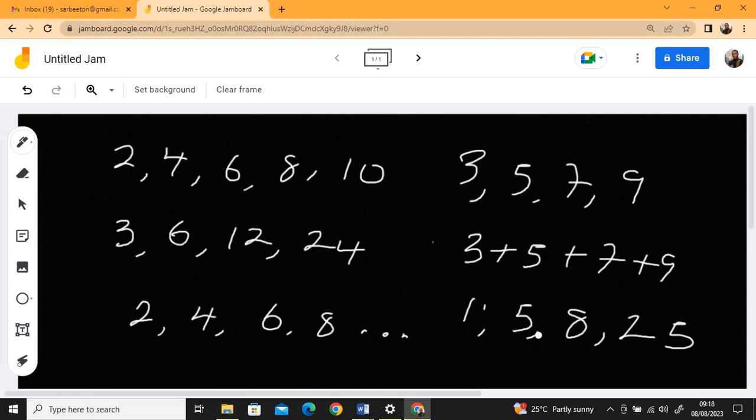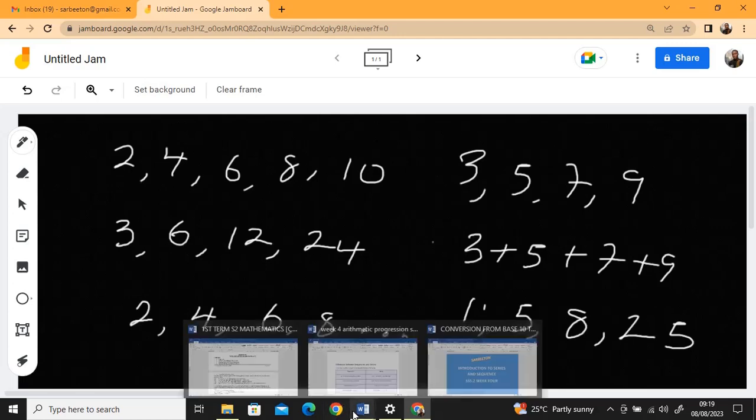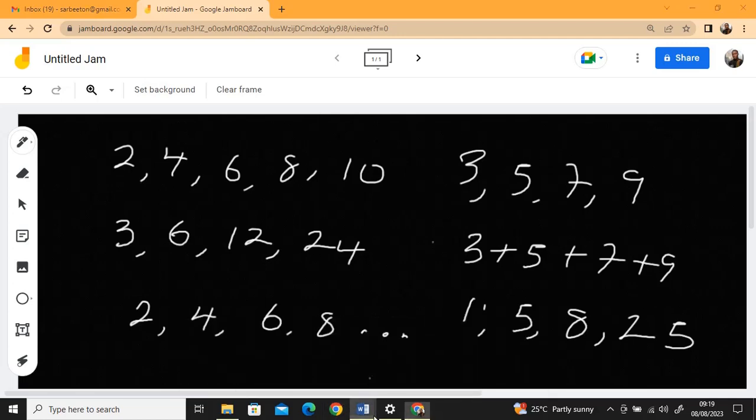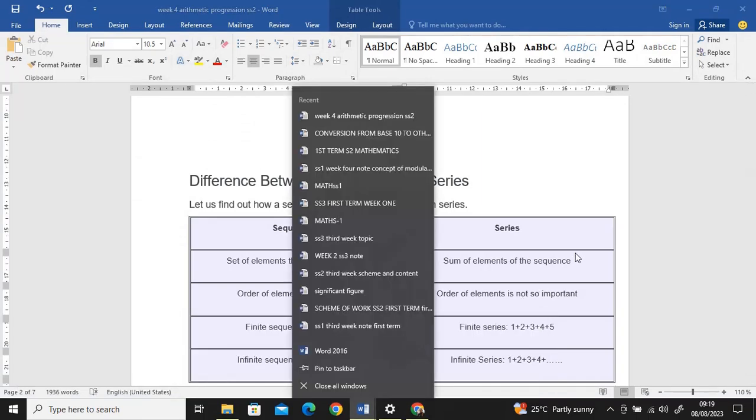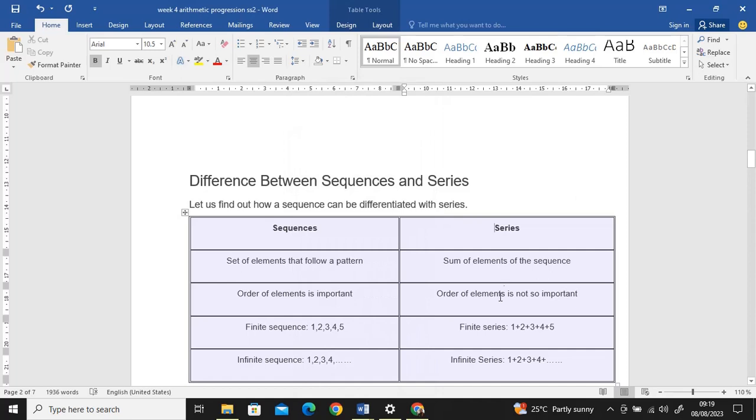You can't get a number for the second one because it does not follow a pattern. It must follow an order. Maybe the first one you must add 2, the second one add 3, the third one add 4. Or they may say the first one multiply by 2, second one multiply by 3, the third one multiply by 4. So those are what they call following a pattern.